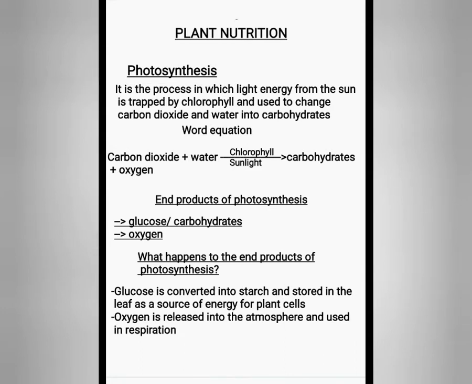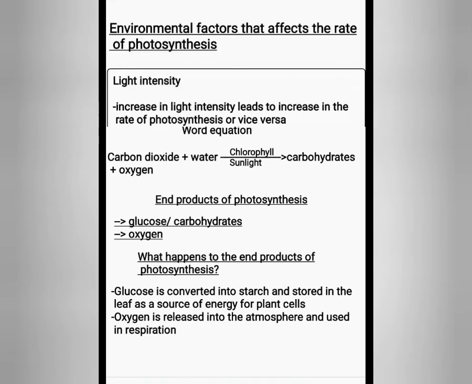So we want to explain what happens to the end products of photosynthesis. Glucose is converted into starch and stored in the leaf as a source of energy for plants. And oxygen is released into the atmosphere and used in respiration. So this is what happens with the end products of photosynthesis. Glucose is converted into starch.